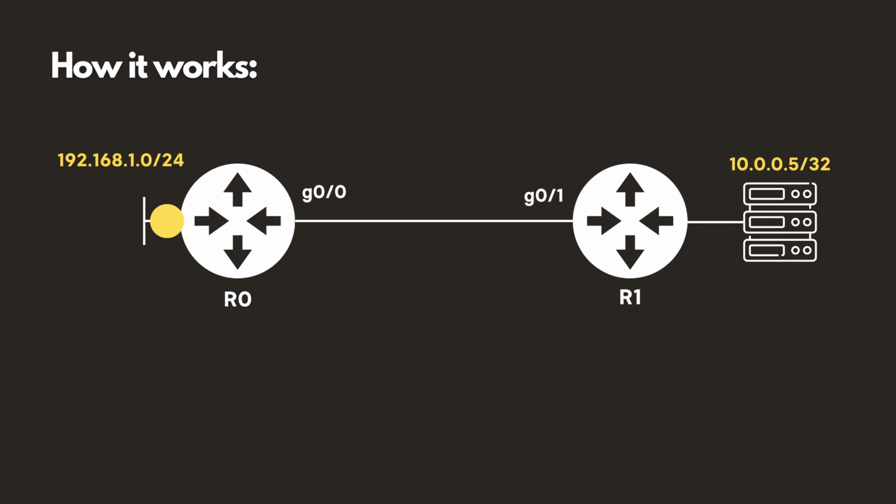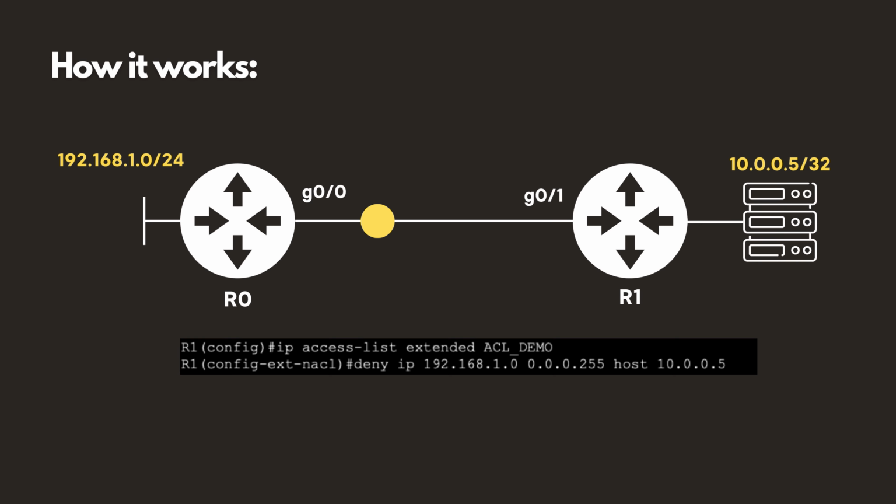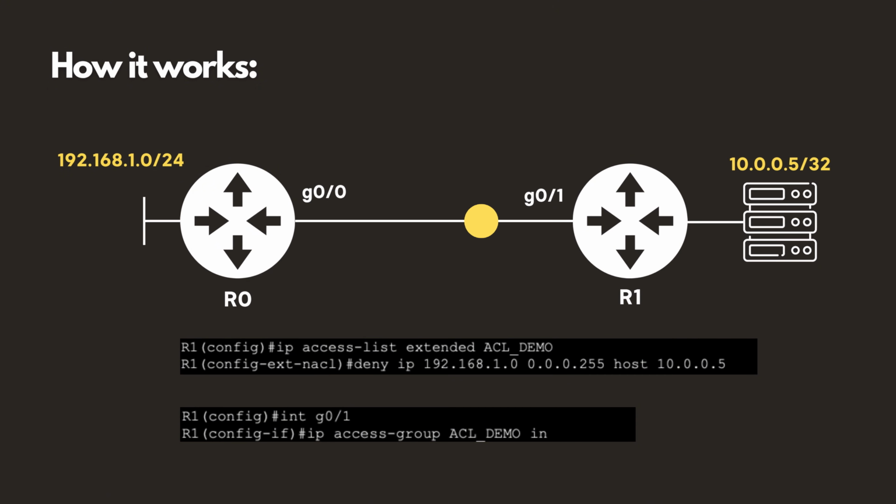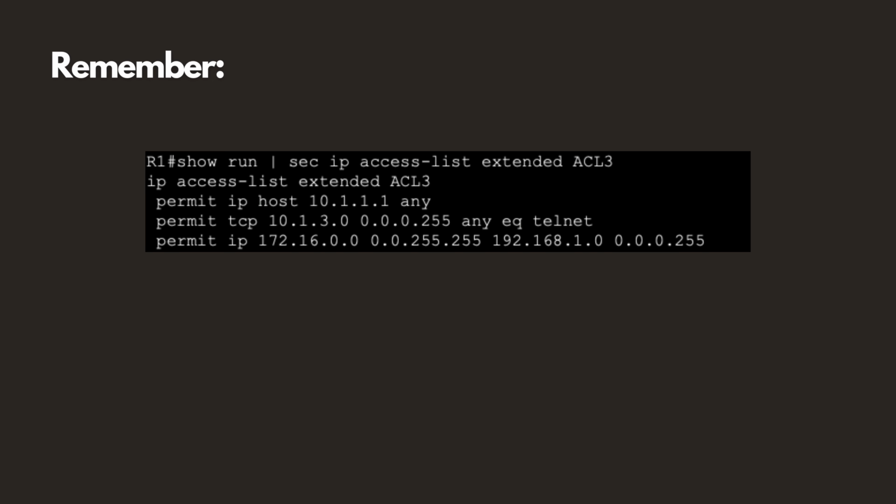Here's how it works. Let's say you want to block traffic from network 192.168.1.0/24 from accessing your server at 10.0.0.5. First, you create an ACL with this rule. Deny any traffic from 192.168.1.0/24 to 10.0.0.5/32. Then apply it to your router interface, and boom, that network is blocked. Remember, ACLs are processed top to bottom, and there's an invisible deny all at the end. So always put your permit rules first, then your deny rules.